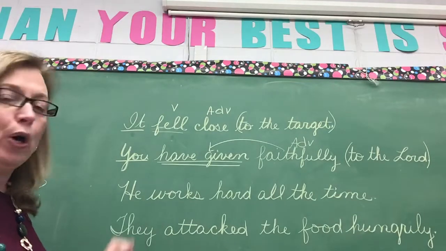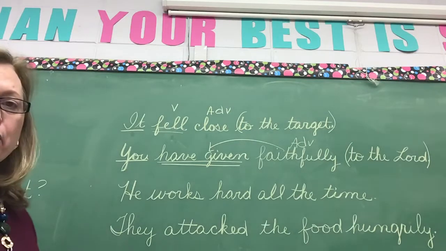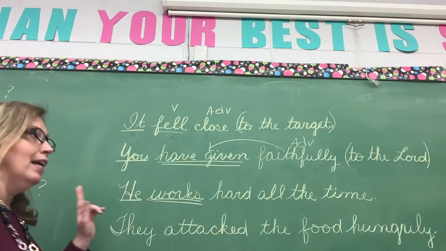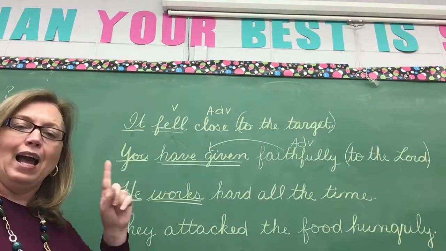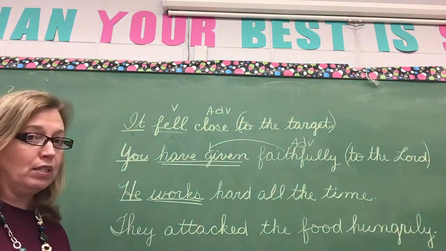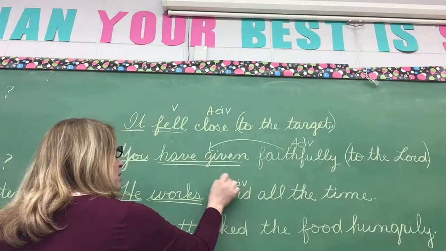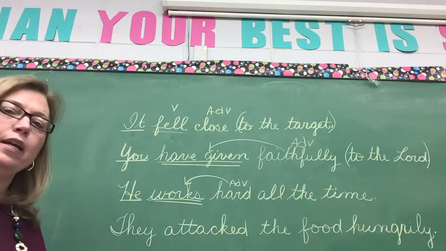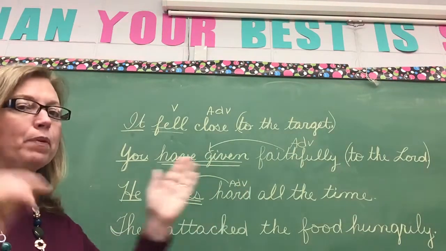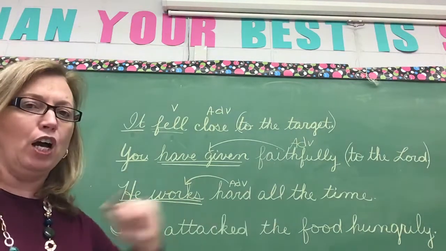He works hard all the time. What's the verb? Works. Who works? He. He works. Where does he work? Well, our sentence doesn't tell us. How does he work? He works hard. Hard is an adverb telling me how he works. Okay? And all of the time is a phrase that we're going to come back to in just a few minutes. Okay? They attacked the food hungrily.